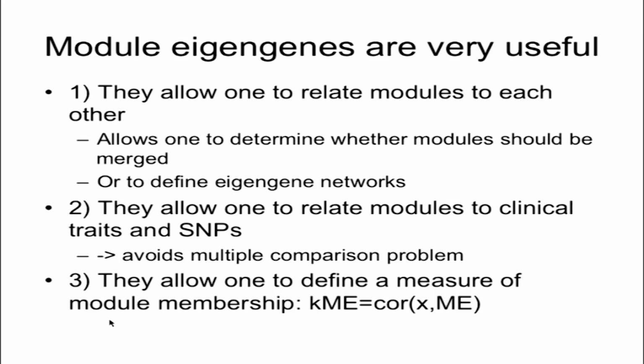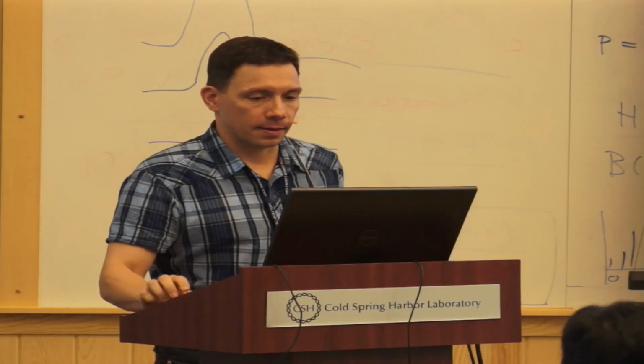The other way to use modules is to relate them to clinical traits. For example, let's say you have 50 modules, then you have 50 module eigengenes. Now you relate each module eigengene to disease status, and you find, wow, one of them relates highly to the disease. By focusing on module eigengenes, you really avoid the multiple comparison problem. Instead of relating 50,000 transcripts to disease status, you relate 50 module eigengenes.